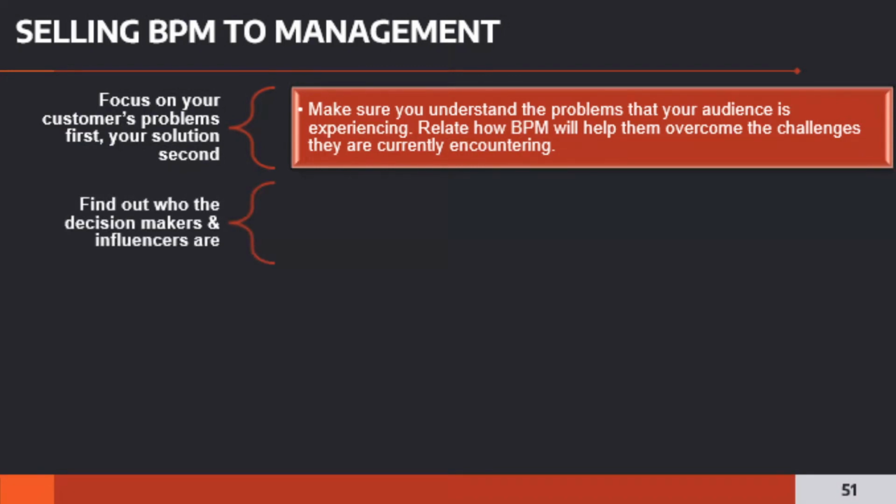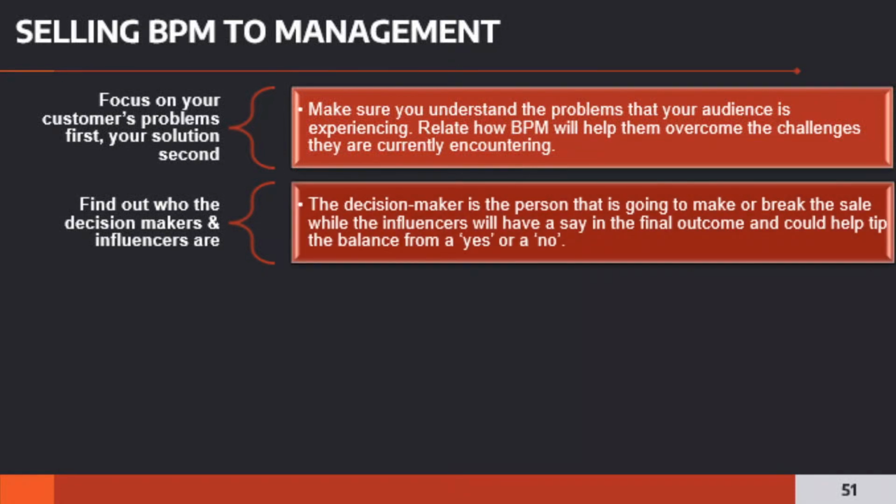Second, find out who the decision makers and the influencers are. Very important that you need to know who will be the ones who will drive the change in the organization. Who are the decision makers? Because these people can make or break the process within the organization. On the other hand, the influencers will have a say in the final outcome and could help tip the balance from a yes or a no.